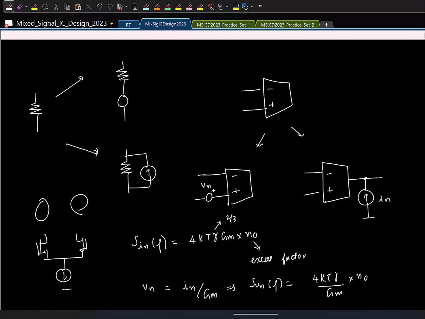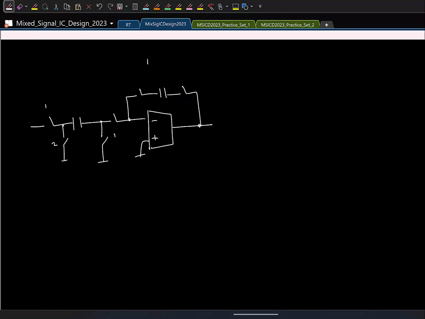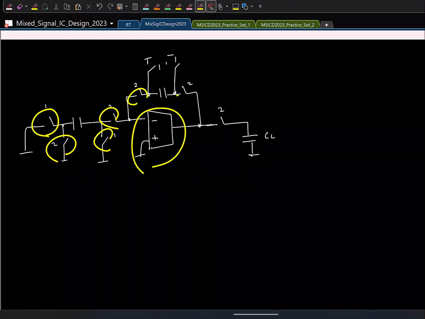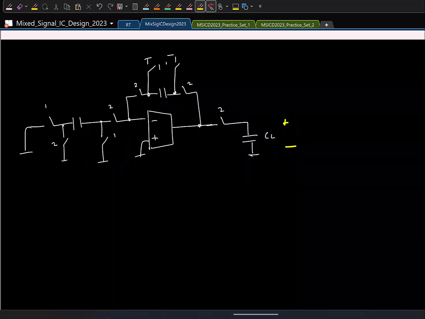So let's quickly see how we can analyze what will happen. I'll quickly draw the switch cap amplifier. 1, 2, 2. I'll also have a load, right? Great. So I'm considering noise, so I'll assume input is 0. So here all of these switches and the OTA will generate noise. We'll see how we can quickly find the voltage across CL, the output voltage at the end of phi2.